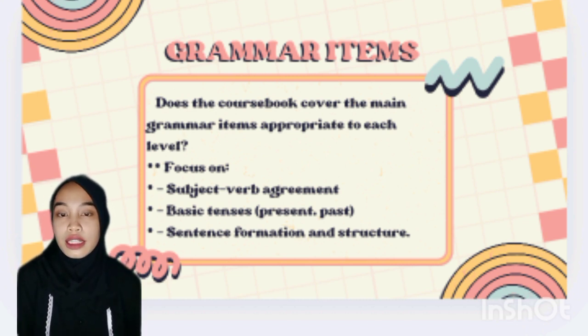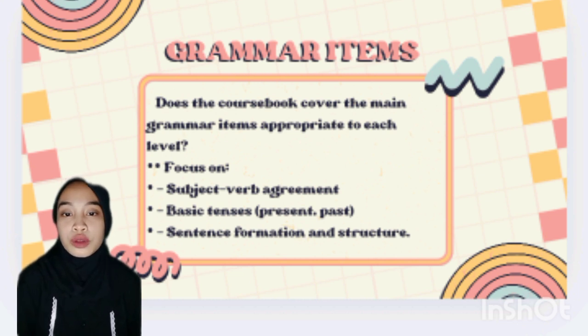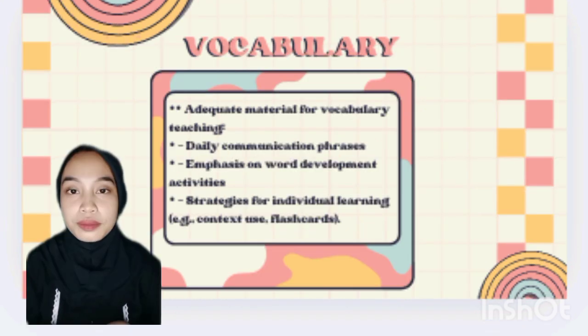And number 3 is sentence formation and structure. This book teaches students how to construct basic sentences correctly, including the arrangement of subject, predicate, and object. For example, the cat eats fish.